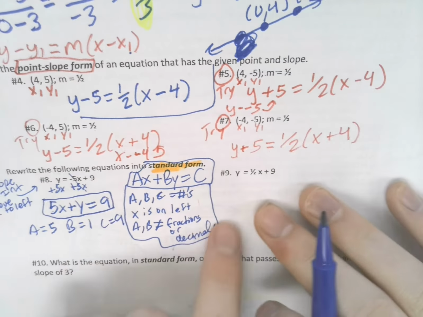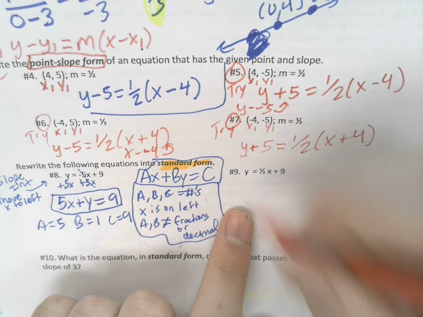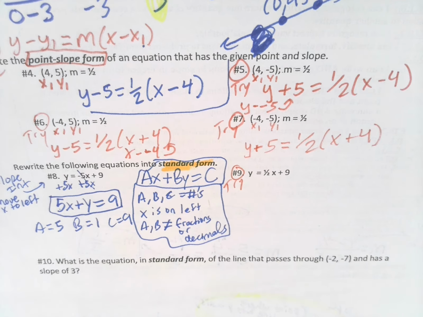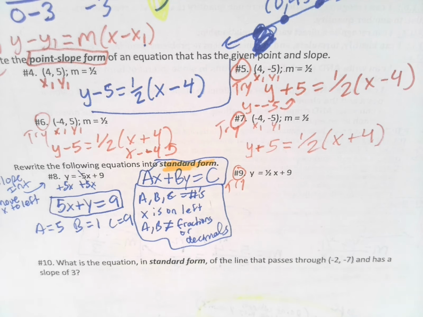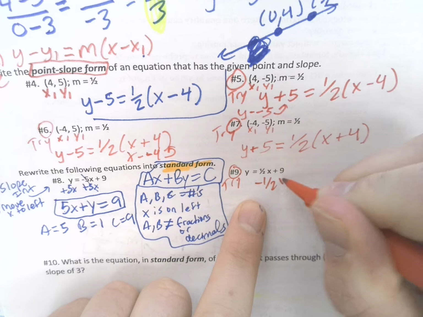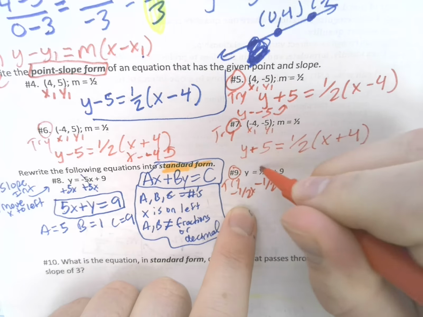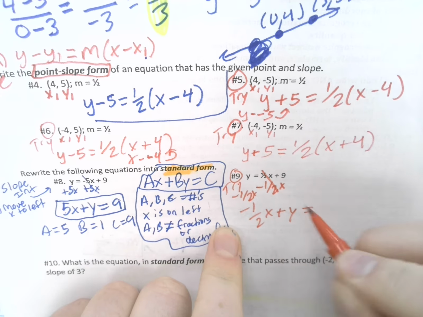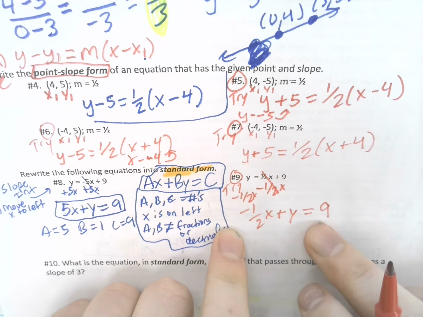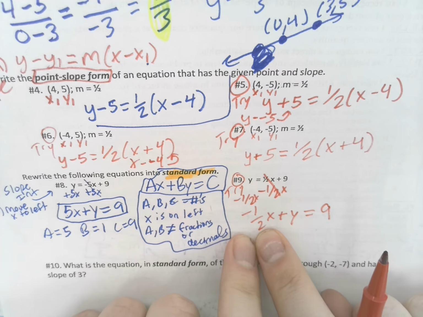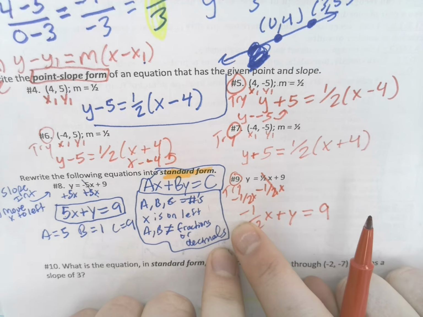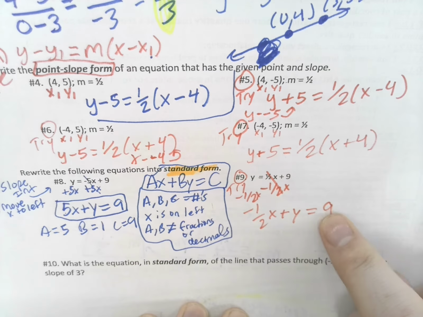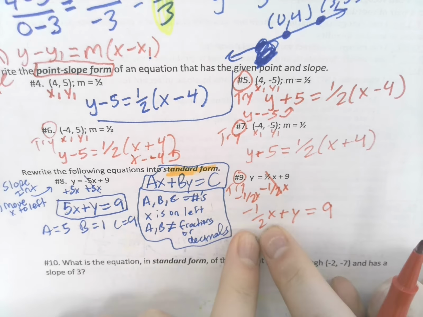So try number 9 for me. I want to see what you guys can get, and if you get stuck on a section, that's okay. Try number 9 for me. Okay. So subtract 1/2 x from both sides. You get negative 1/2 x plus y equals, the only thing left on the right side is 9. Now here's the problem. A right now is a fraction. B is 1, we're good with that. And C is 9, we don't care what C is. C could be anything. But A cannot be a fraction or decimal.